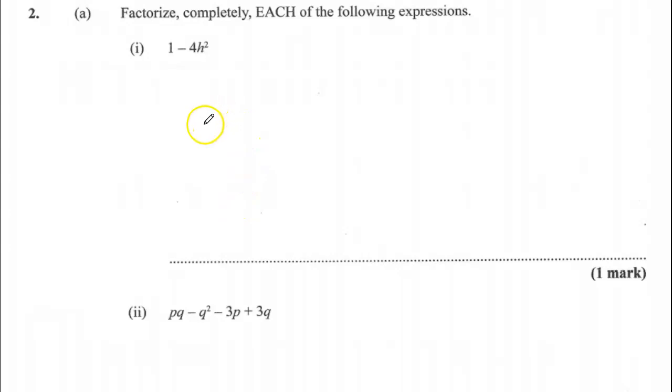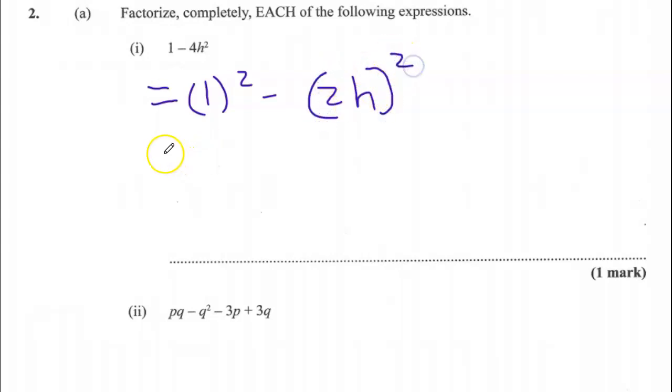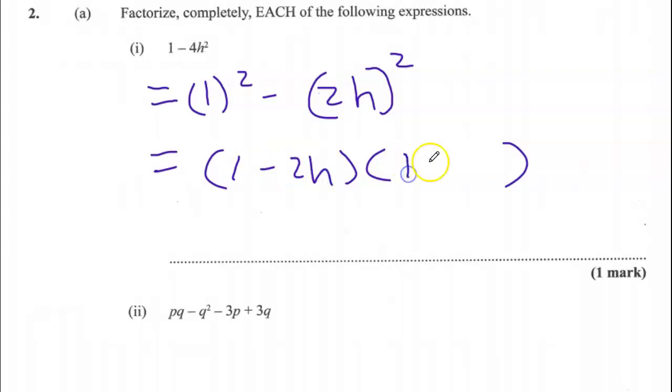Question 2, part A. Factorize completely each of the following expressions. We should be able to recognize that this expression is a difference of 2 squares. We can rewrite 1 as 1 squared, and 4h squared we can rewrite as (2h) squared, which means we get (1 minus 2h)(1 plus 2h).